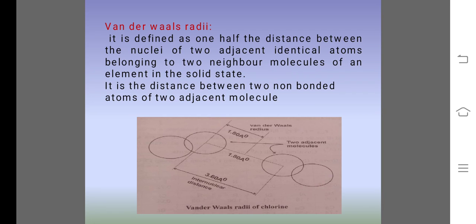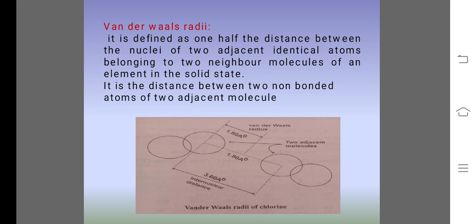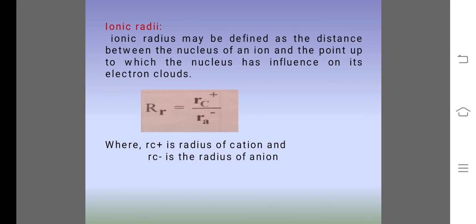Here we see the van der Waals radius of chlorine, the distance between two atoms of chlorine of two adjacent molecules, that is 3.60 angstrom, the internuclear distance. And if we want to calculate the van der Waals radius, it is divided by 2, so 1.80 angstrom is the radius.